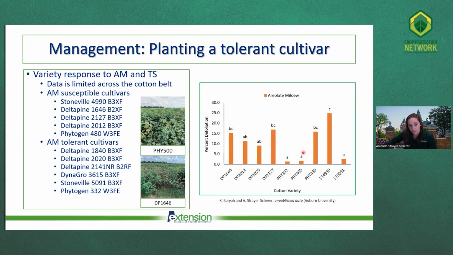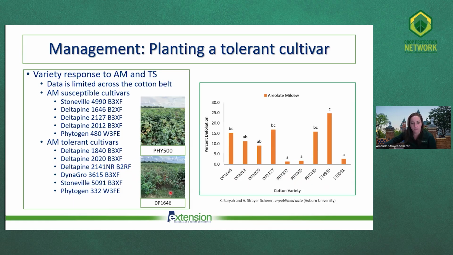And we also have some tolerant cultivars that appear pretty good going through the last several years of data in terms of tolerance. So I would not use the term resistance because they're still going to get disease, right? It's just an acceptable level of disease, which you can see here with Phytogen 332 and 400 and Stoneville 5091. But in other trials, we've also seen Dynagrow 3615, Delta Pine 2141, which is a nematode resistant variety, Delta Pine 2020, and Delta Pine 1840 appear to be more tolerant to areolate mildew.